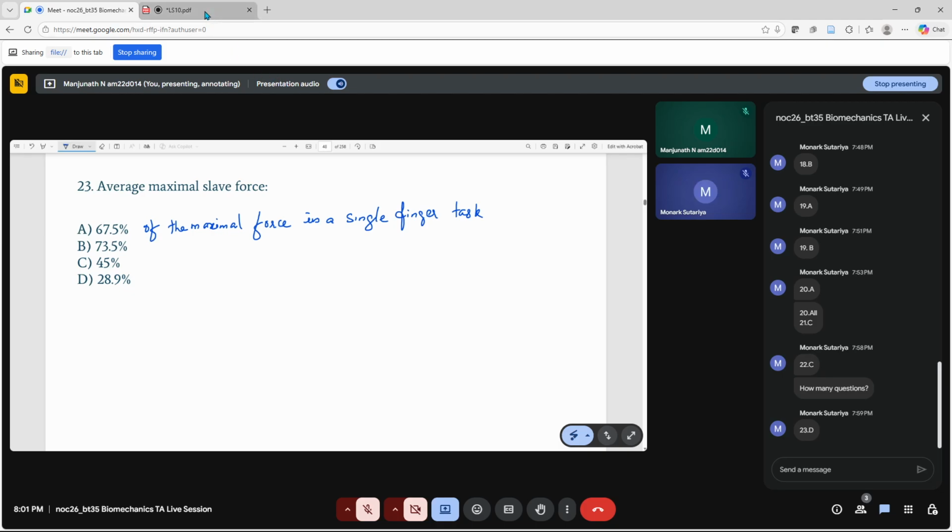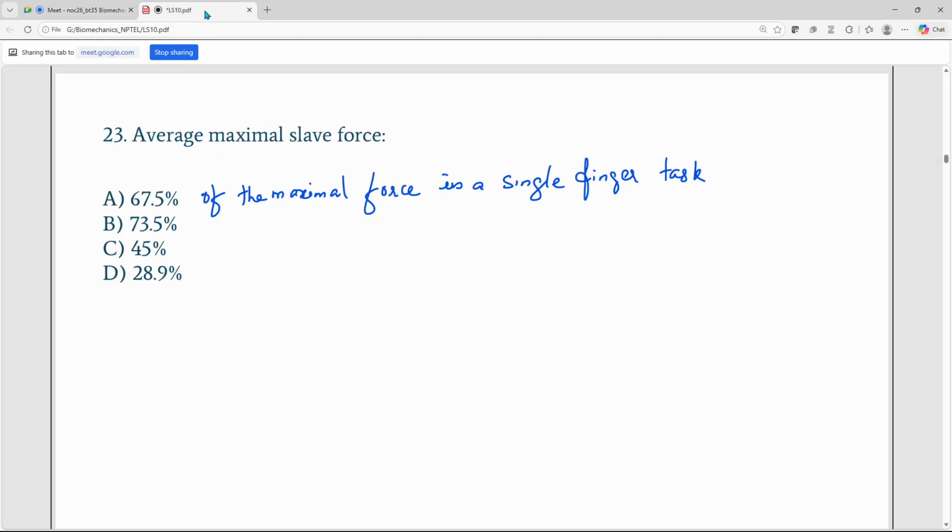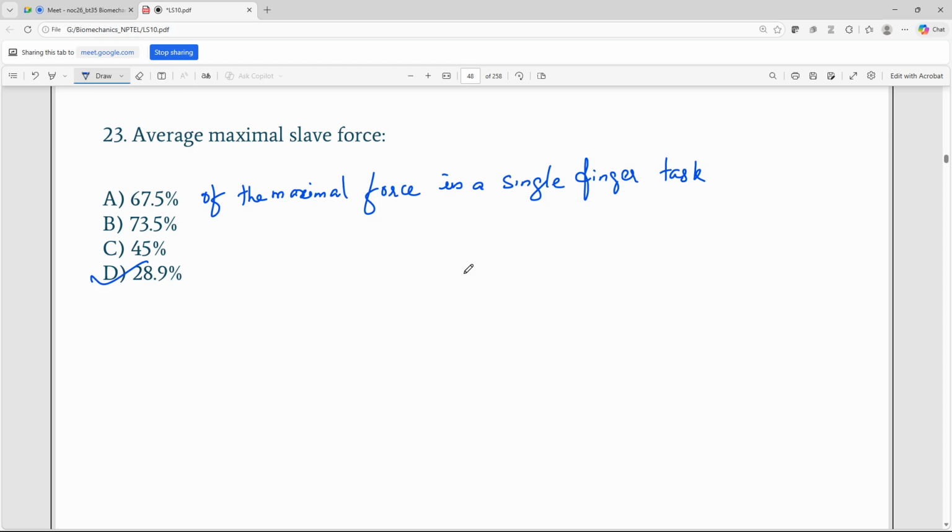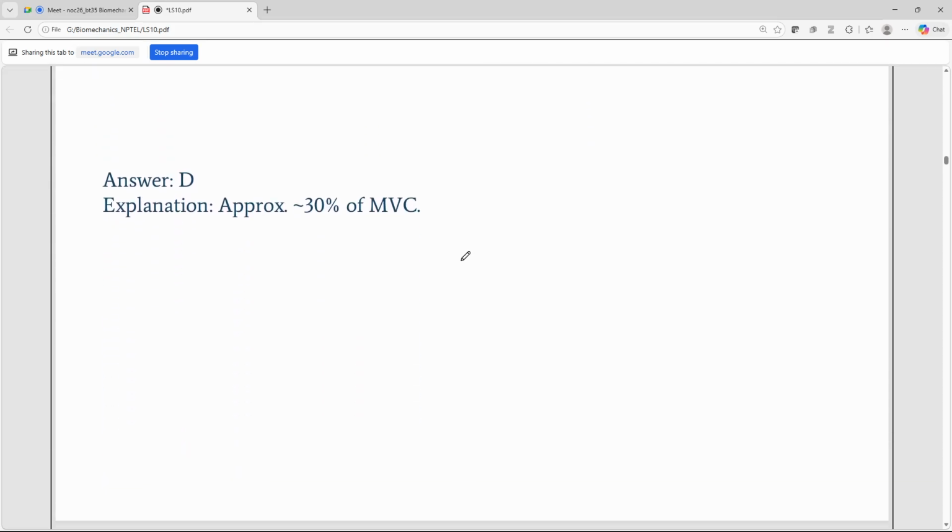Yes, by the way, the answer is correct, 23D. That's approximately 30% related to the MVC.